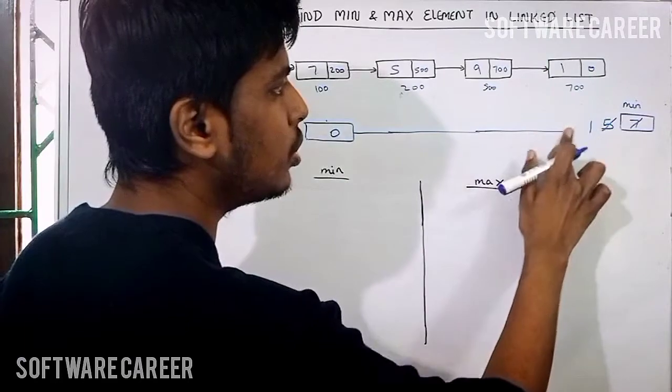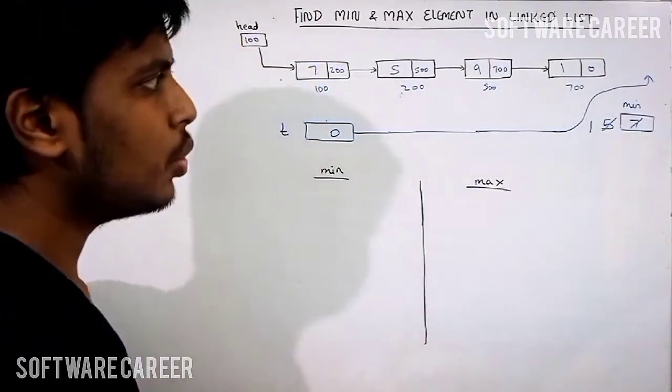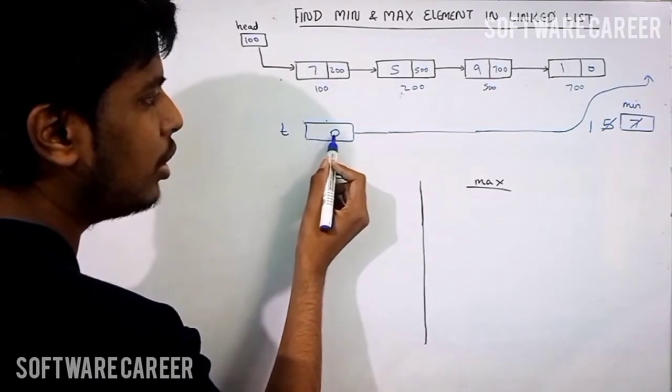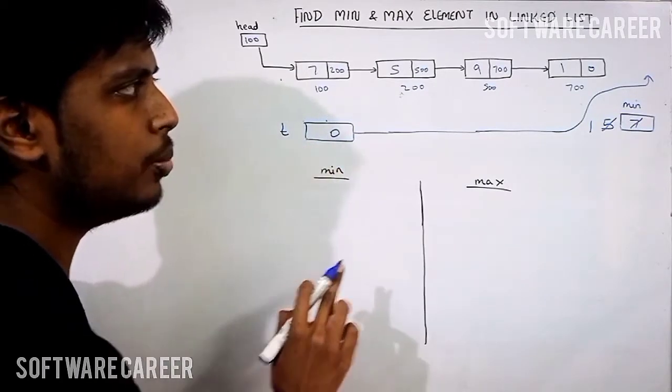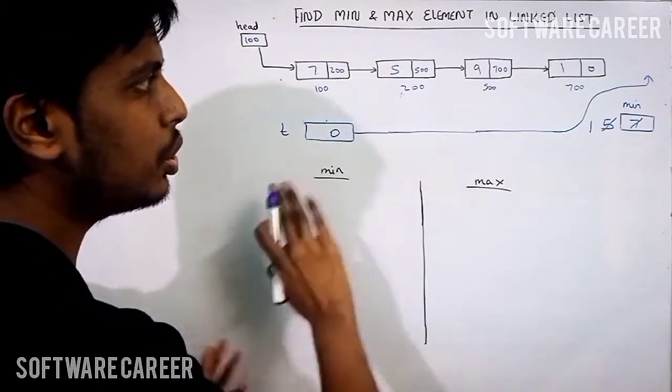Now the pointer points to the next node. But no node is present after this. So you should stop. When should you stop? When the t pointer has value 0. If the t pointer is pointing to the node having address 0, it means no node is present after this. You have finally reached the end. Then you should stop.